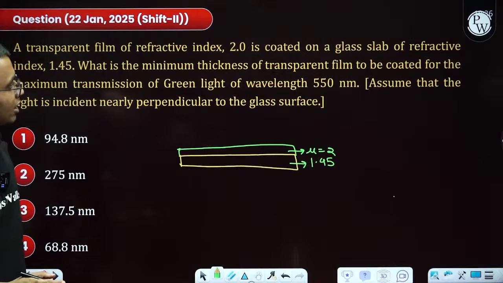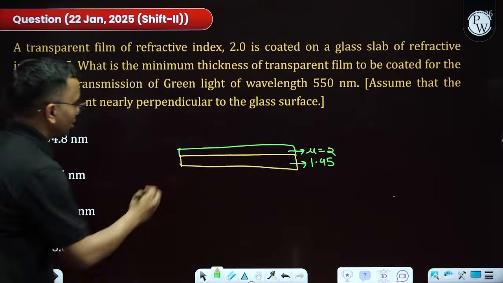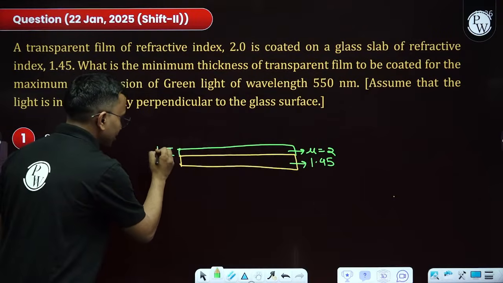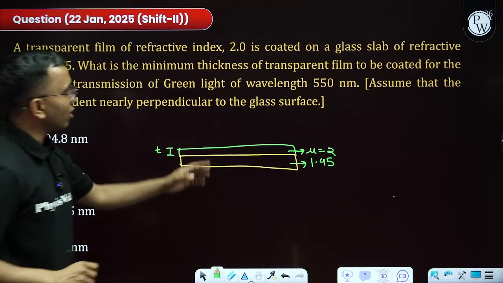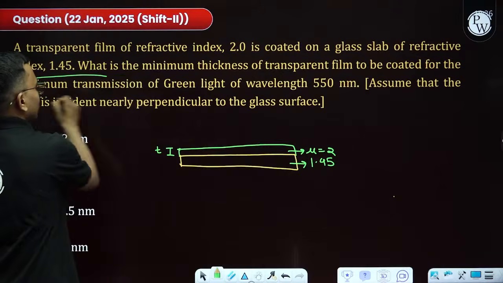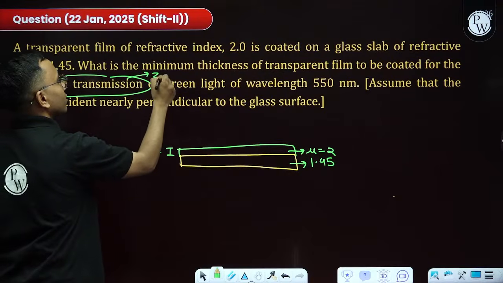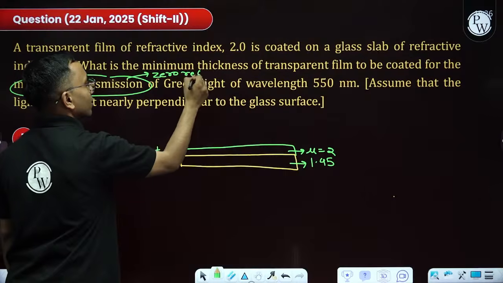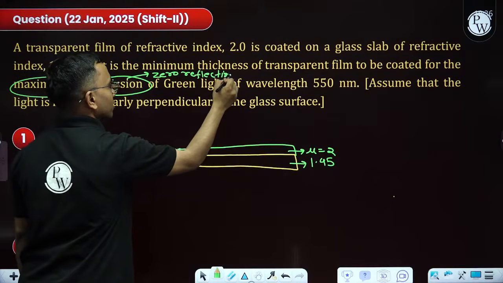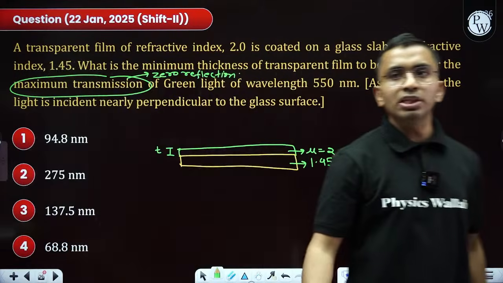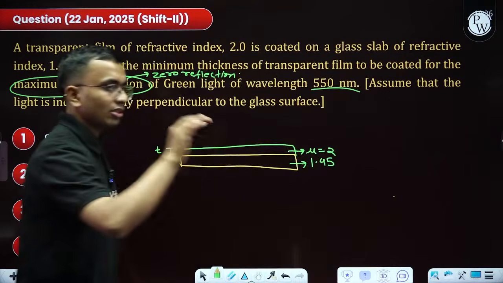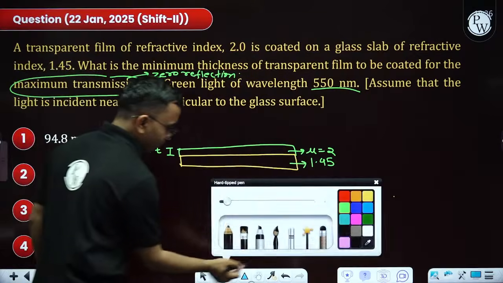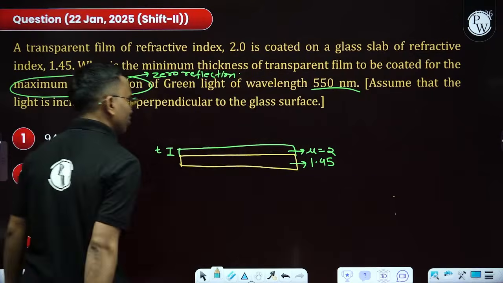How much is the minimum thickness of the transparent film? Let us take this as T, to be coated for the maximum transmission of green light. Maximum transmission means zero reflection. So for this particular wavelength, reflection should be 0. Reflection should be 0 means what?